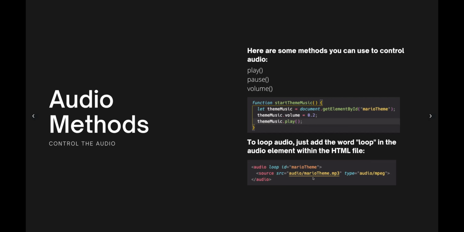And actually, here's a good example of using an MP3 file. Because this is an MP3, of course, when I wrote out the source, I wrote audio/Mario theme.mp3. And then for the type, notice it's not audio/wav. It's actually audio/mpeg. And that's how you're going to use the audio methods. Anybody have any questions?